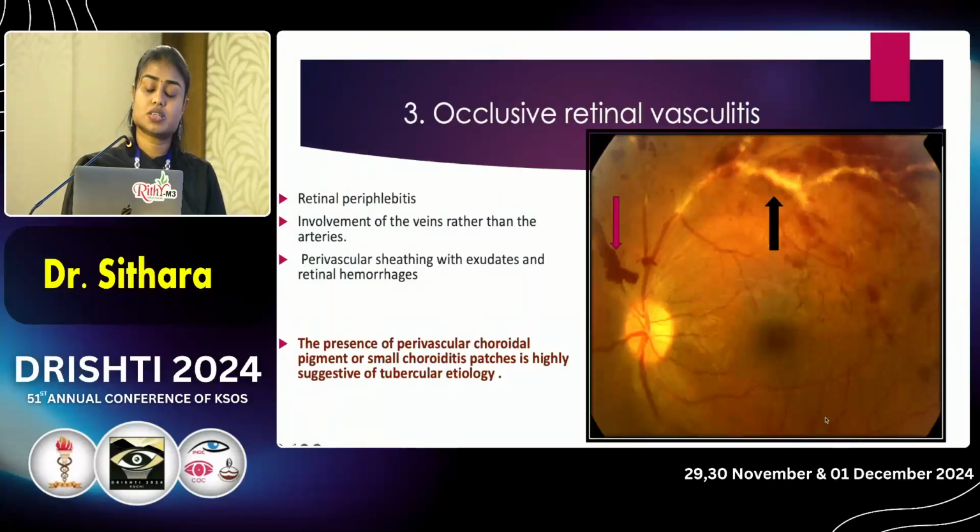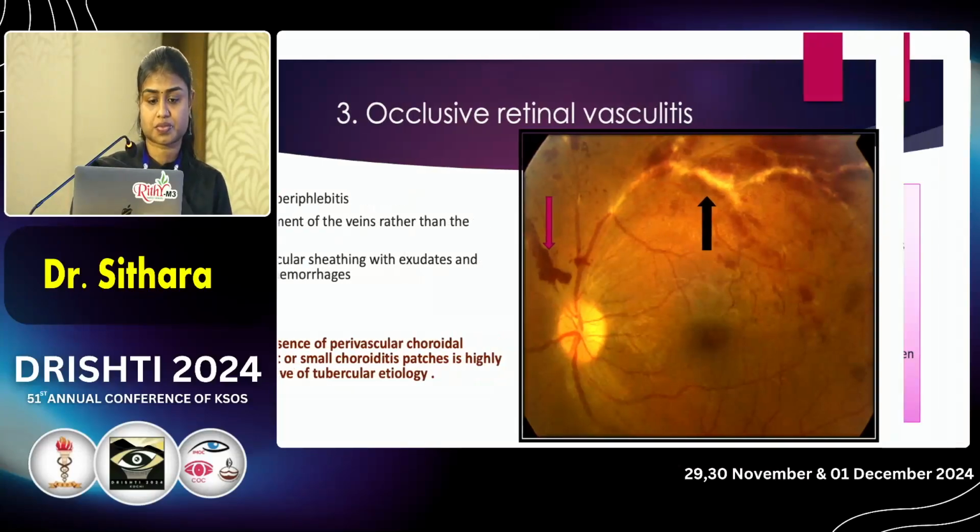The other feature could be an occlusive retinal vasculitis, which typically presents in the form of retinal periphlebitis, involvement of the veins rather than arteries. There could be perivascular sheathing with exudates and retinal hemorrhages. The presence of perivascular choroidal pigments or small choroiditis patches is highly suggestive of a tubercular etiology.